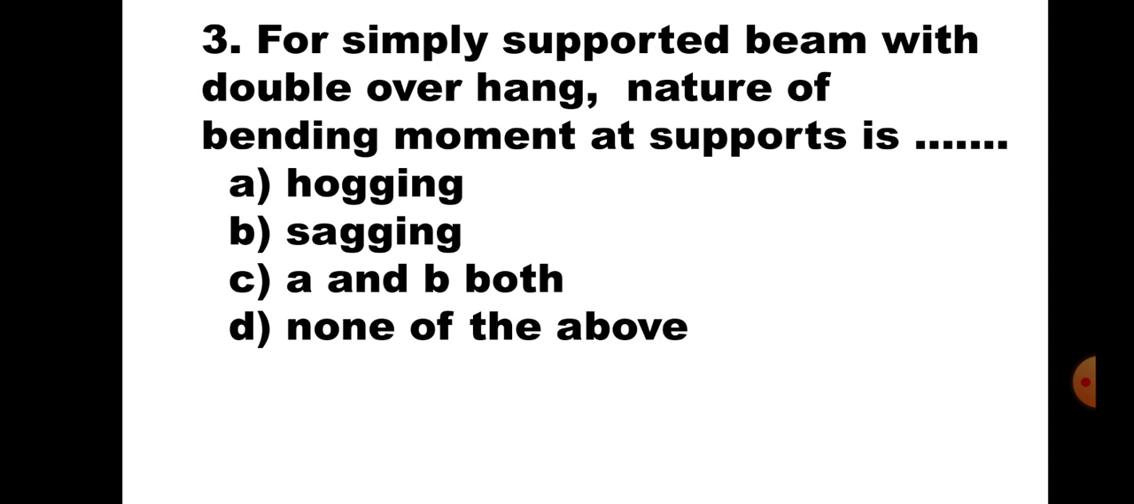Question number 3. For a simply supported beam with double overhang, nature of bending moment at support is A. hogging, B. sagging, C. A and B both, D. none of the above. Overhanging beam, the beam extends beyond the support, that is known as overhang. So due to overhanging portion which acts as a cantilever, it bends as hogging. Therefore the correct answer of this question is A, hogging.